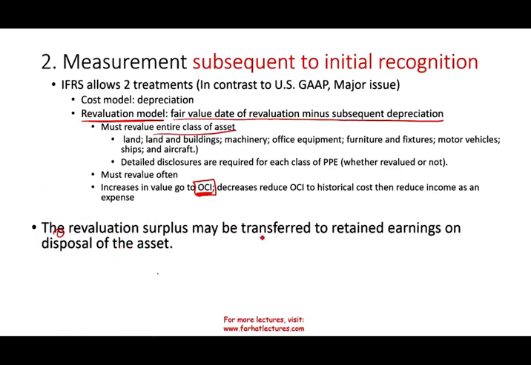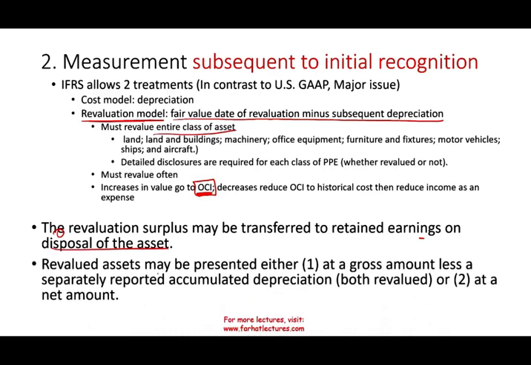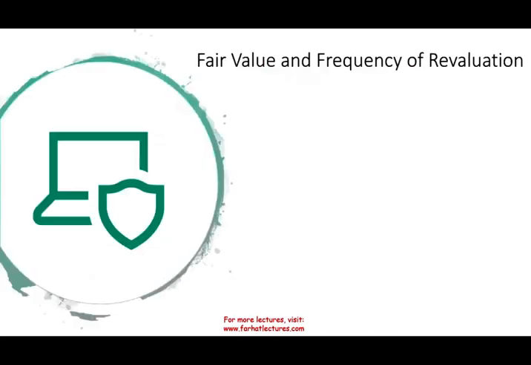The revaluation surplus may be transferred to retained earnings at the disposal of the asset. So once you are done with the asset, if there's any revaluation, you can close it to retained earnings, whether it's a loss or a gain. Revalued asset must be presented either at the gross amount less separately reported accumulated depreciation or at a net amount. So you could either show the asset minus depreciation, or you could just show the net amount.